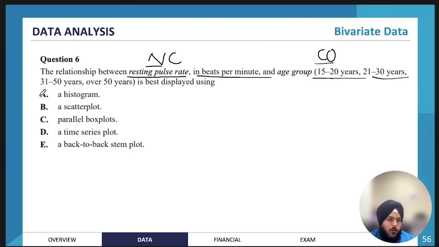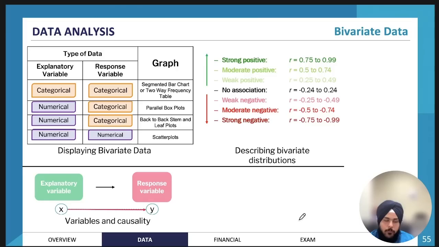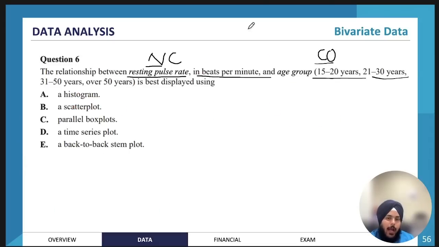So if we look back to the different ways that we can represent data, it's definitely not going to be scatter plots. It's also not going to be back-to-back stem and leaf plots, because for stem and leaf plots, we usually have more than one categorical variable, which we do in this sort of case. But it's definitely not going to be a time series plot, and it technically can be a parallel box plot.